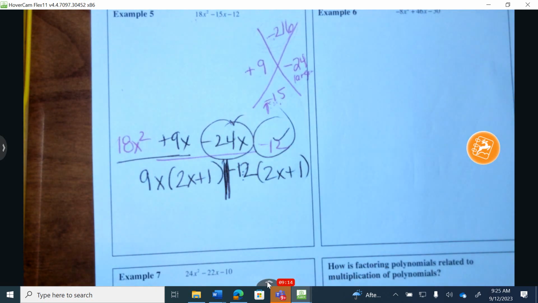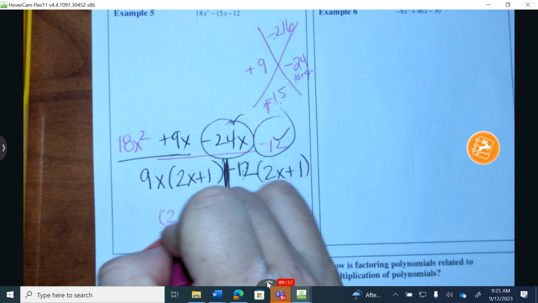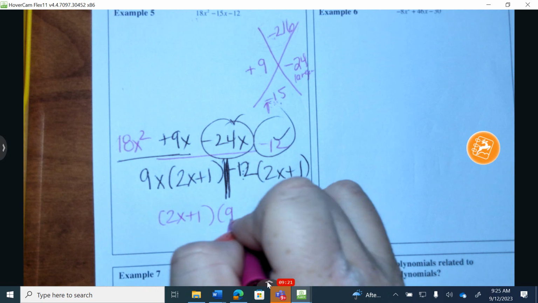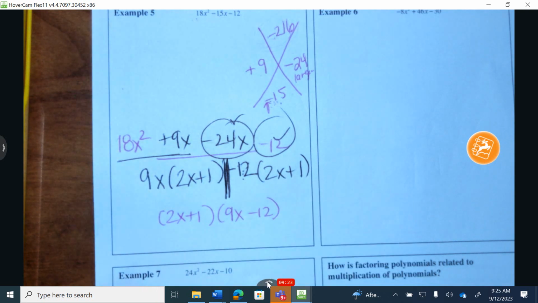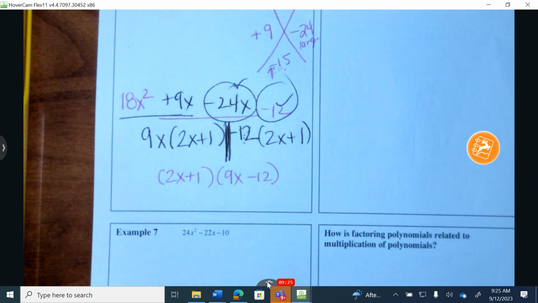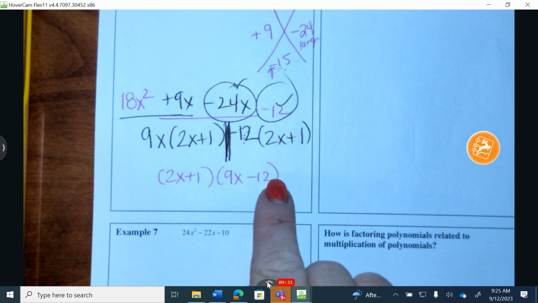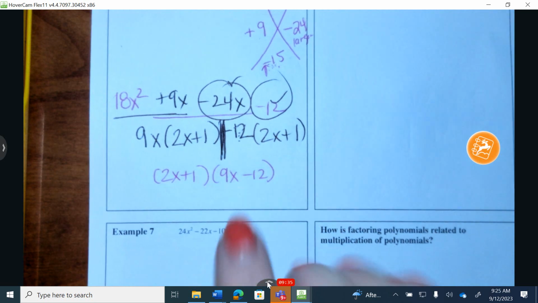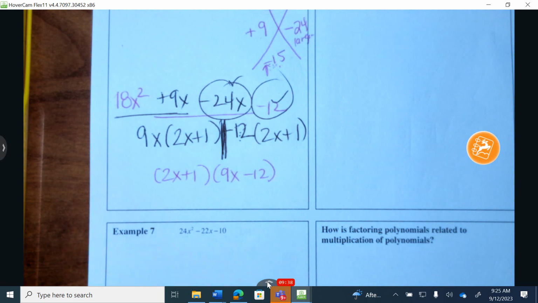Okay, so I split the front and the back. They both have the parentheses 2x plus 1. In front of the first parenthesis is 9x. In front of the back parenthesis is negative 12. Nothing that I've done mathematically is wrong, but there is a mistake. In this parenthesis, what can I still factor out? A 3. So factored needs to be in simplest form.